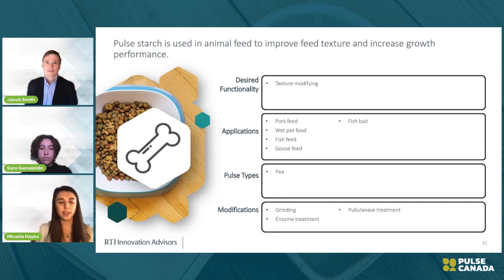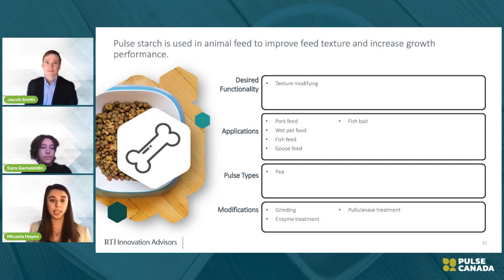The last area or industry we'll cover is pet food and feed. By comparison to the segment we just walked through, there are much more focused and specific end products here. So really the most desired functional attribute of pulse starches that was leveraged for the production of pet feed and pet food was its texture modifying capabilities. And this was highlighted by Sarah in the food space several times as well.